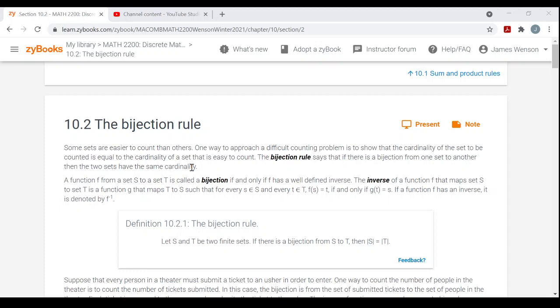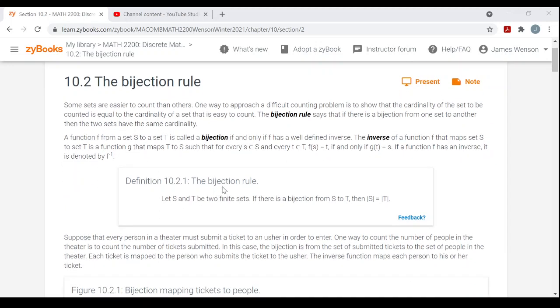A bijection was a function that was both one-to-one and onto. So that means no two inputs went to the same output, that's one-to-one, and onto meant every value in the target was in the range. Every value in the target was hit. So remember, a function f from a set S to a set T is called a bijection if and only if f has a well-defined inverse. And the inverse of a function f that maps set S to set T is a function g that maps T to S. It just reverses the mapping, is all this says.